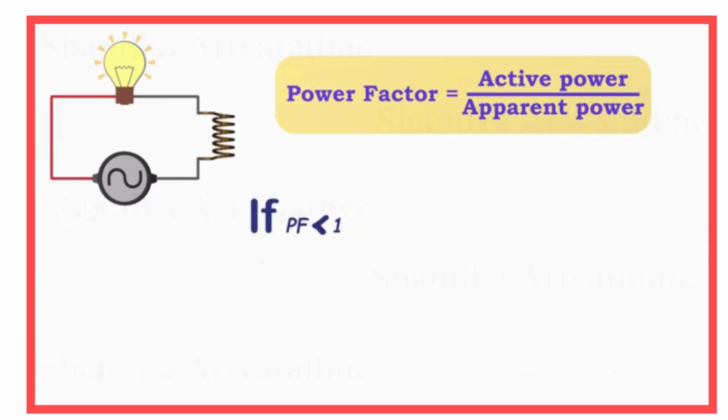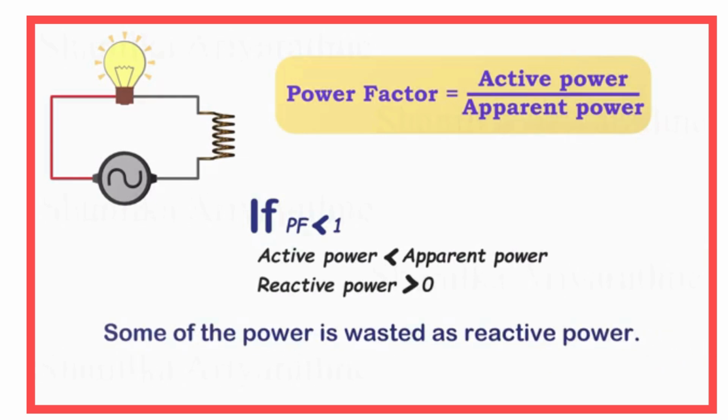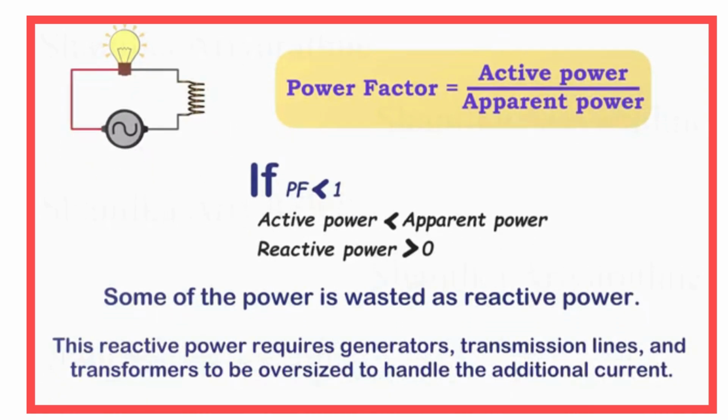If the power factor is less than 1, it indicates that the apparent power is larger than the active power. This implies that some of the power is wasted as reactive power. A lower power factor indicates that more power is wasted as reactive power, rendering such circuits highly ineffective. They draw an unnecessary amount of current. This reactive power necessitates generators, transmission lines, and transformers to be oversized to handle the additional current, despite not performing any productive work.